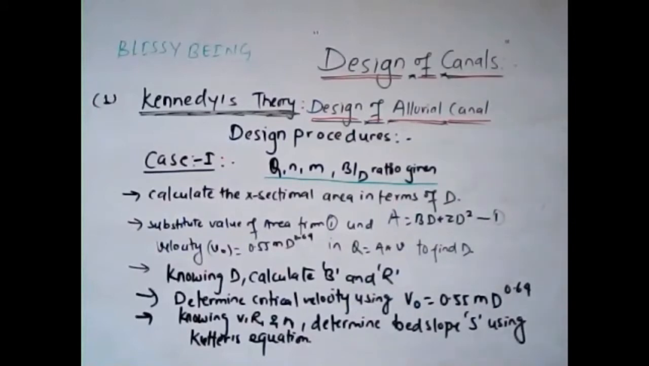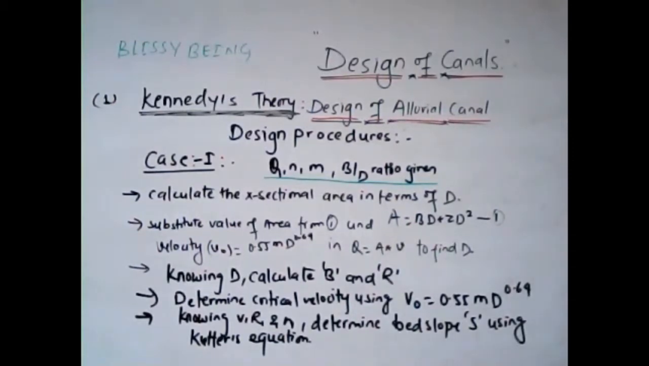If you are taking a trapezoidal section, then you can simply apply the area of cross section equals BD plus ZD squared. So this may be equation first. Then substitute the value of area from first, and velocity V naught equals 0.55 m D to the power 0.64, in Q equals AV to find D.